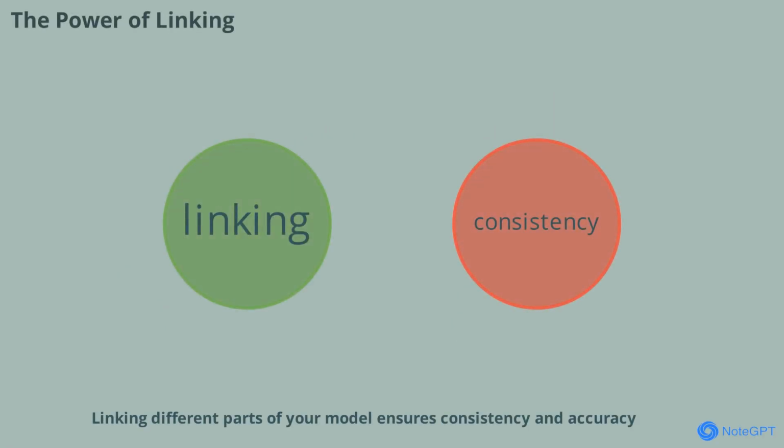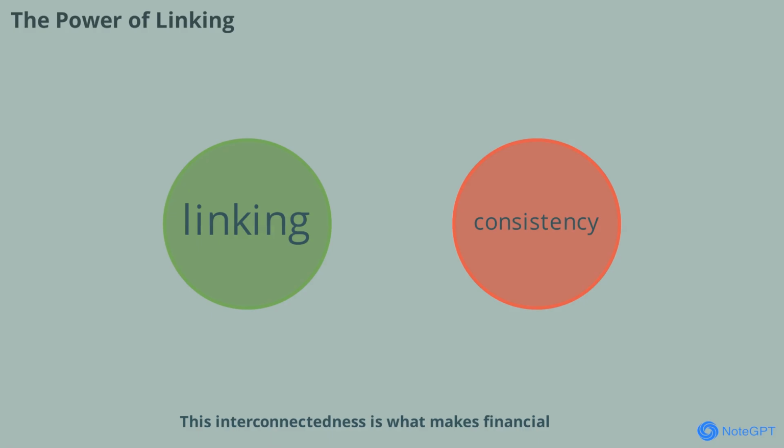Linking different parts of your model ensures consistency and accuracy. For example, when you update revenue, related costs and cash flows should update automatically. This interconnectedness is what makes financial models powerful tools for forecasting and decision-making. By setting up logical links, you reduce manual errors and make your model more dynamic and responsive to changes.